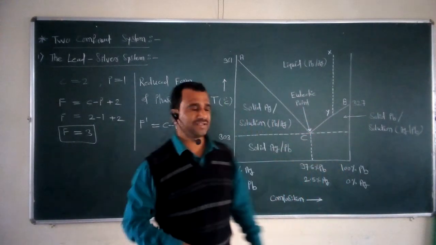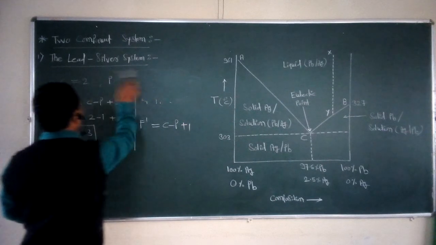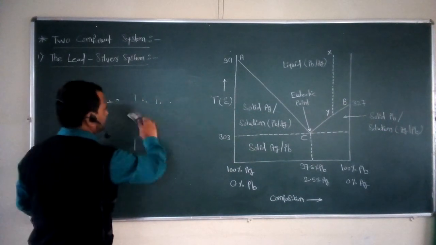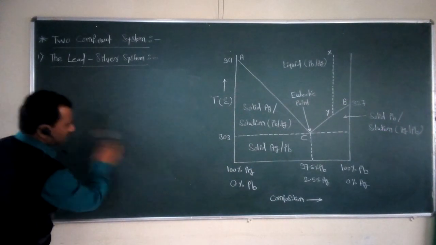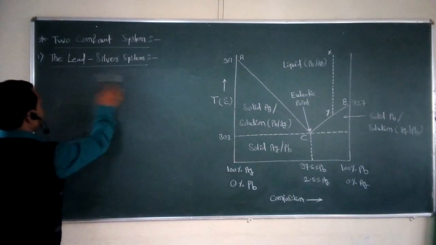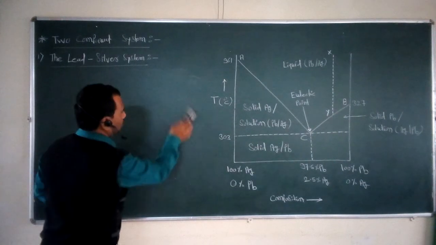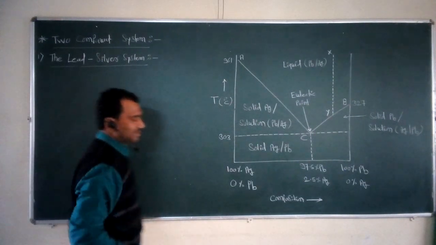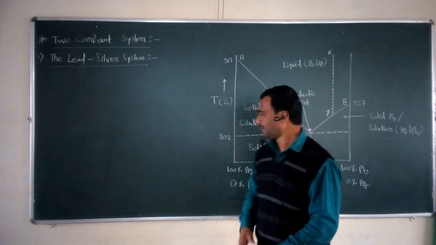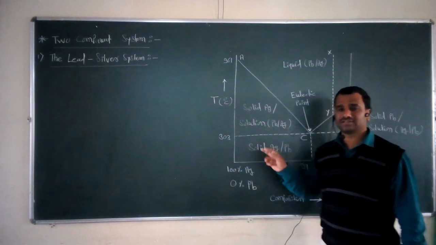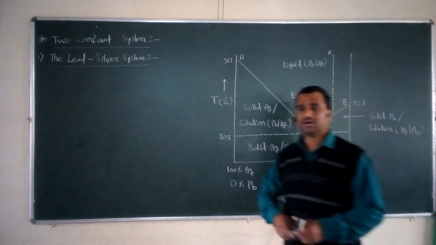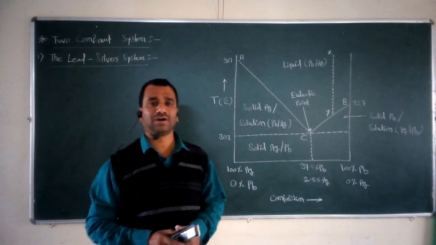Now, after considering this type of reduced phase rule equation for this two component system, we have to focus our attention towards the phase diagram for this two component system, that is the lead silver system. So this figure is called the phase diagram for the lead silver system.